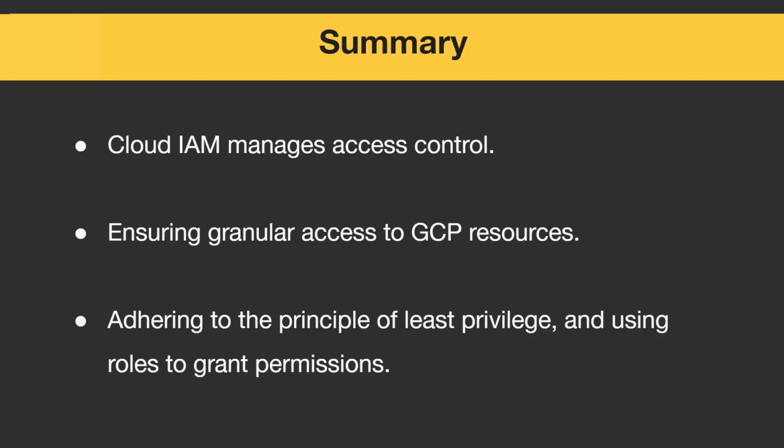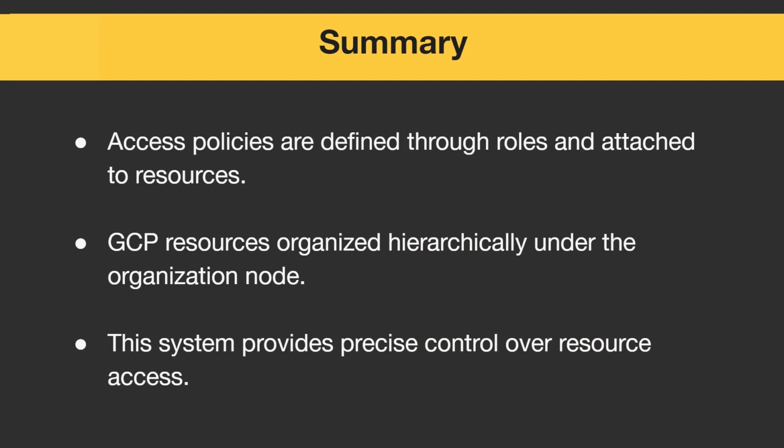So Cloud IAM manages access control. This is the summary: ensuring granular access to GCP resources, adhering to the principle of least privilege. Whenever you provide permission, always provide least privilege access. Access policies are defined through roles and attached to resources. GCP resources are organized hierarchically under the organization node, right? And the system provides precise control over resource access. It means whenever you need, you can increase or decrease the resource permission, from custom roles to predefined and from predefined to primitive roles.